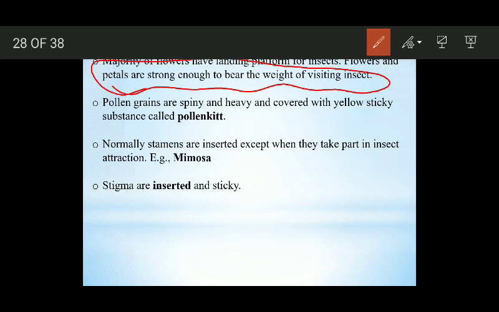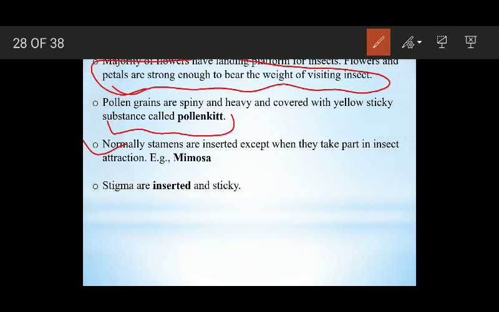The pollen grains are spiny and heavy, and they are covered with a yellow sticky substance which is known as pollenkitt. They are spiny, they are heavy. They don't need to be very light. The light pollen grains are present in case of wind pollinated flowers. The pollen grains are spiny so that they can get attached to the bodies of insects. They are sticky, and this stickiness is because of the presence of a yellow substance which is known as pollenkitt.